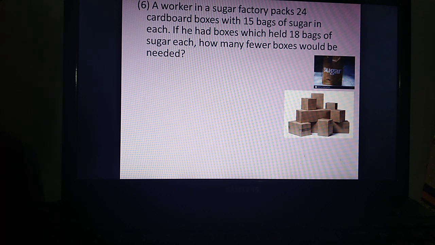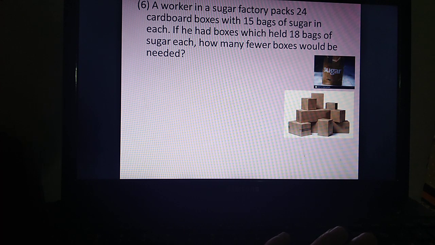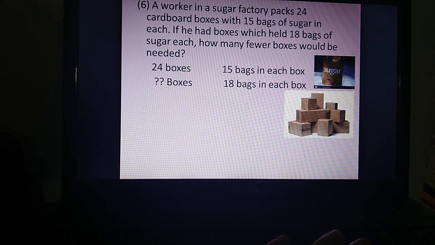طب السؤال تغير, بيقول لك if he had boxes which held 18 bags of sugar each. لو صرنا نعبي 18 بالكرتونة بدل ما كنا نعبي 15. Will I need more or less boxes? Excellent. I'm going to need less boxes. So the more bags I put in each box, the less boxes I need. لأنه ساعتها رح أخلص الباجز وأعبيهم أسرع بدون ما أحتاج كراتين كتير.